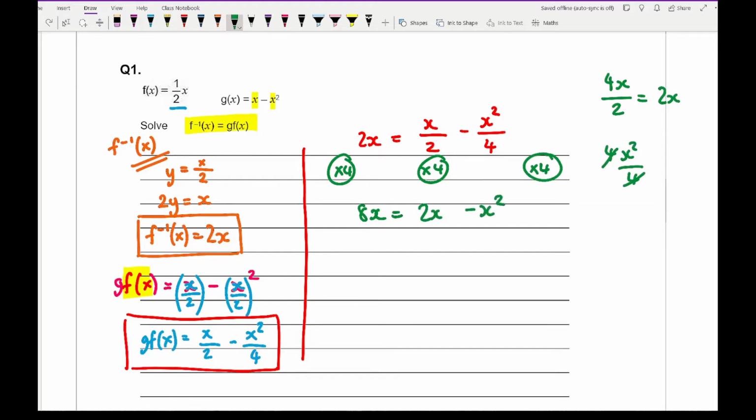And then from this, what you then want to do is take all of this over to the side, because it looks like a quadratic. So we've got x squared plus 6x equals 0, and then we just need to go on and solve this quadratic, in which we've got a common factor of x. So here either x equals 0 or minus 6, and there is our final answer.